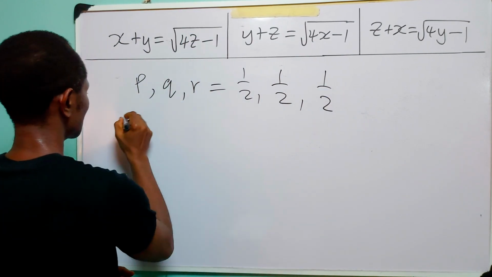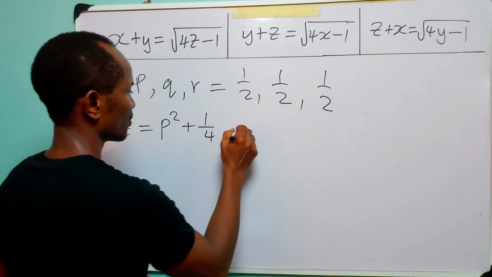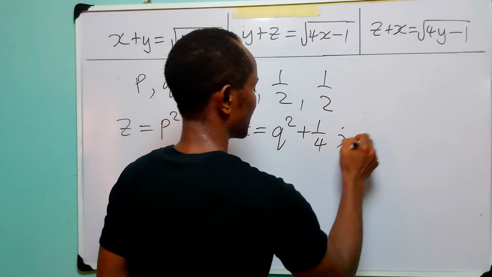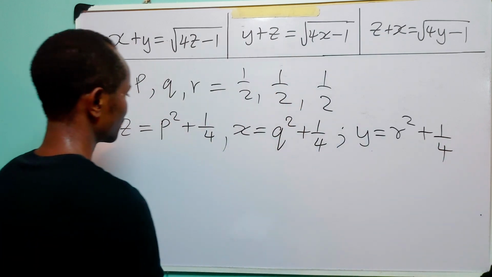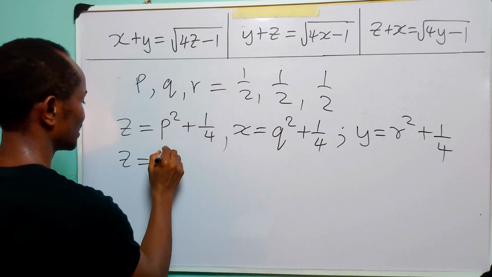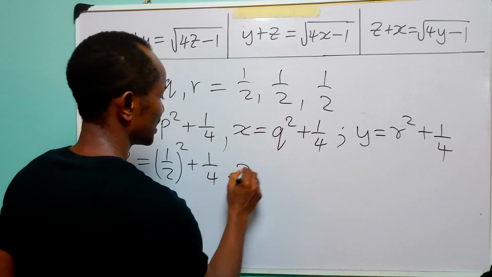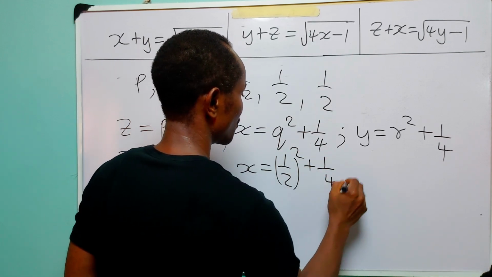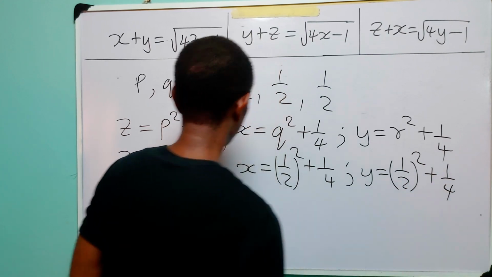Now we go back to those equations, that is z is equal to P squared plus 1 over 4. x is equal to Q squared plus 1 over 4. And y is equal to R squared plus 1 over 4. And from here we have that z is equal to, now P is equal to half, so this is half squared plus 1 over 4. x is equal to half squared plus 1 over 4. And y is equal to half squared plus 1 over 4.